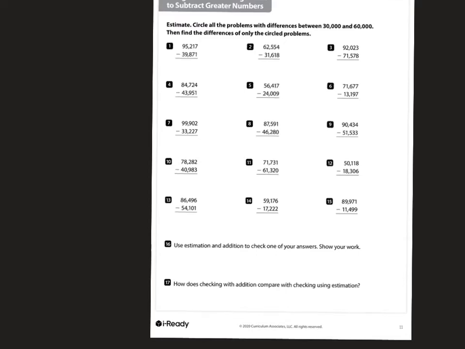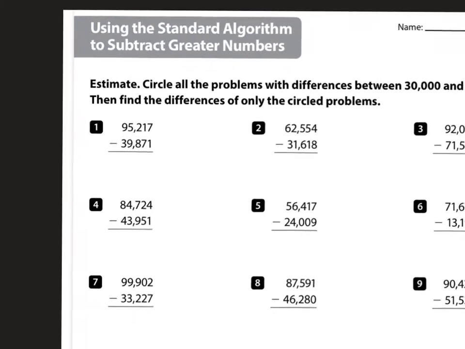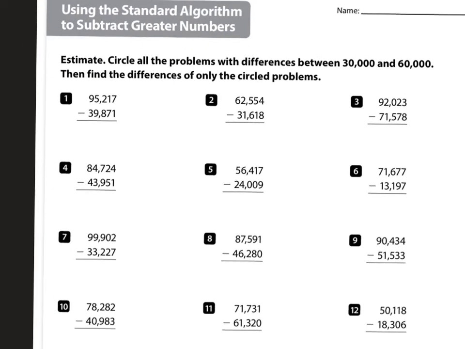Let's start off with number 1 here. First, let's read the directions, of course. Estimate. Circle all the problems with differences between 30,000 and 60,000. Then find the differences of only the circled problems.